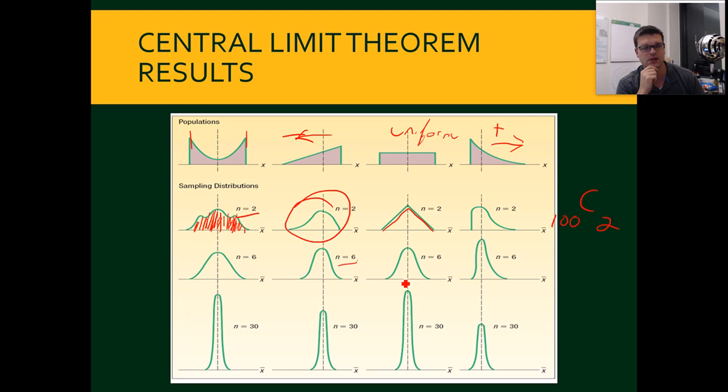Then as you increase the number in the samples, you notice the distribution becomes closer to approaching normality. None of these are quite normal quite yet. And then right here, as you go to 30, all of these are pretty much perfectly normal. So we've got the combination of 6 and the combination of 30. And as you do that, it becomes closer and closer to normal.